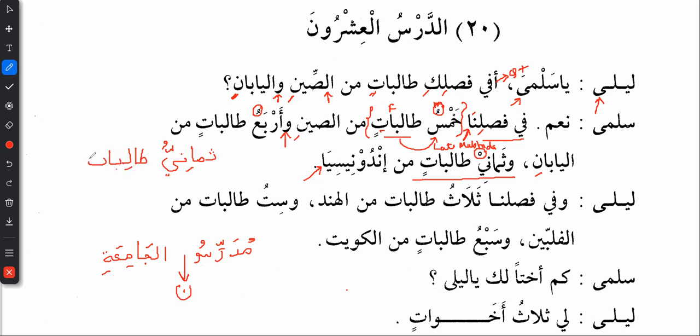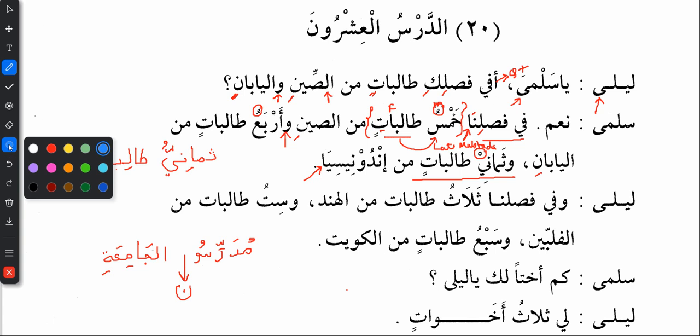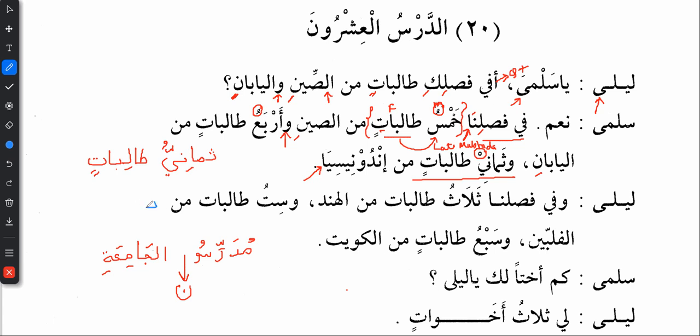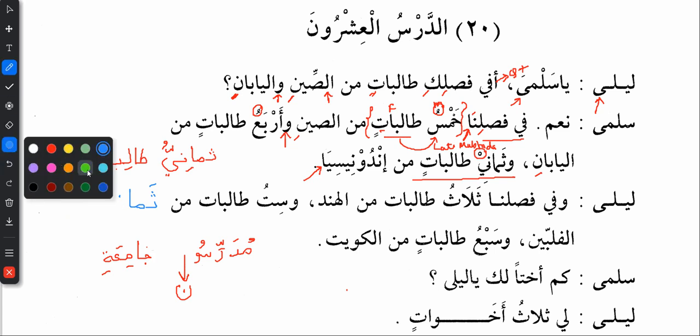In order to make it into idafa, I have to drop 1 ya. So the basic structure here, let me give you in another color, is thamaniya. There is a ya with sukoon and there is another ya with dhamma. So what happens? The ya with dhamma falls off.